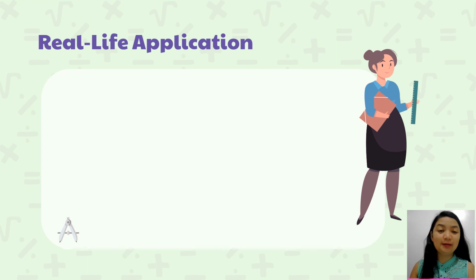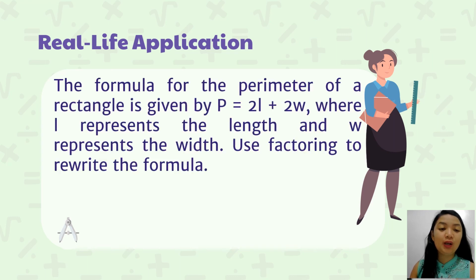So let us have a real-life application of this factoring. We know that the formula for perimeter is always given by perimeter is equal to twice the length plus twice the width, where L is the length and W is the width. So let us use factoring to rewrite the formula. We always use 2 with this formula. But what if we rewrite this formula by applying the factoring we just have learned? So perimeter is actually equal to 2 length plus 2 width.